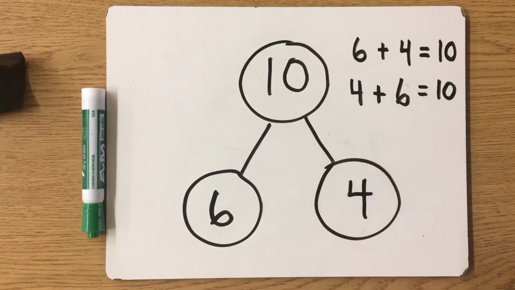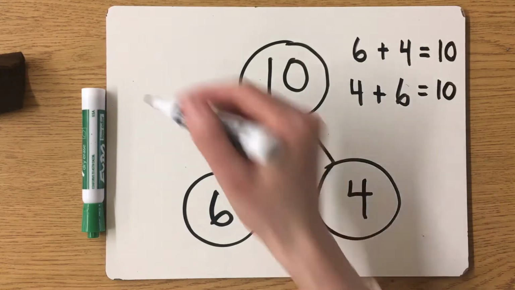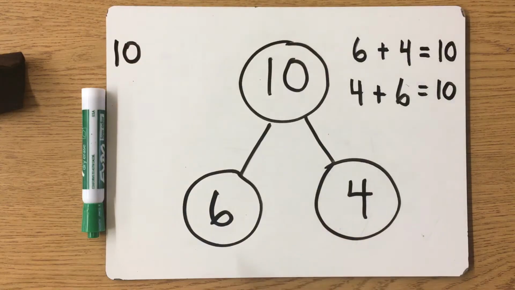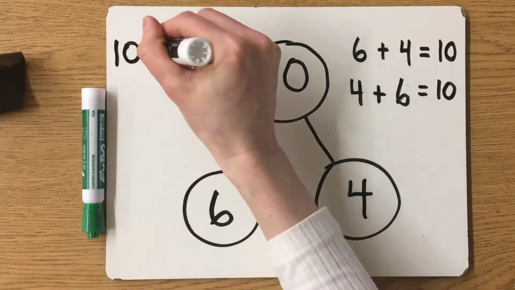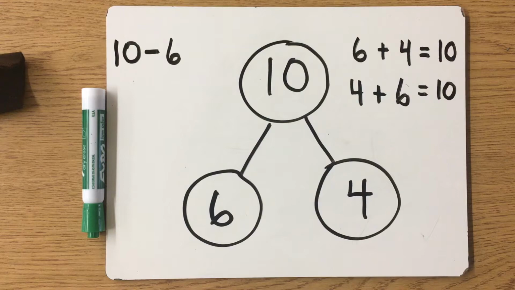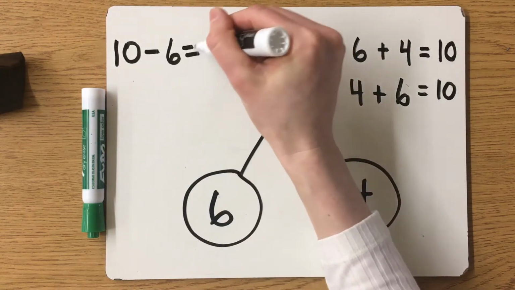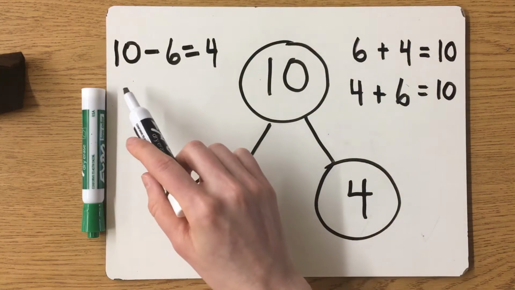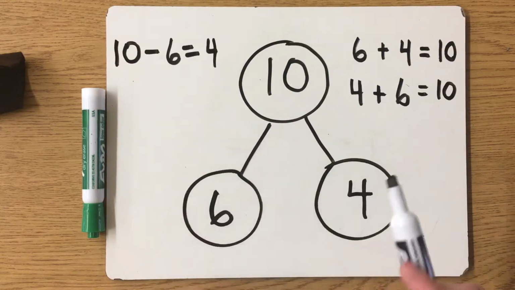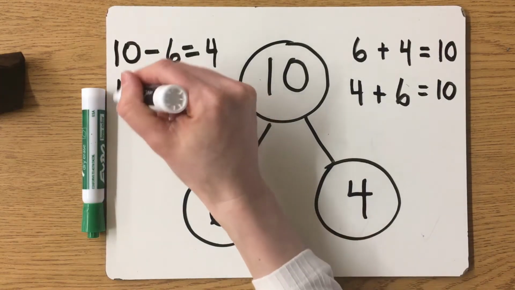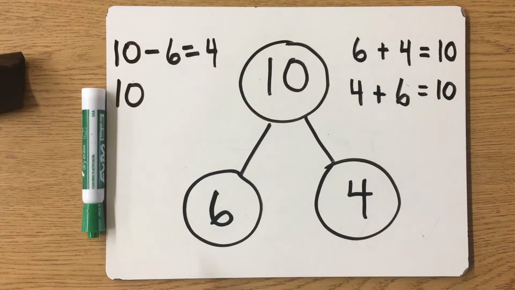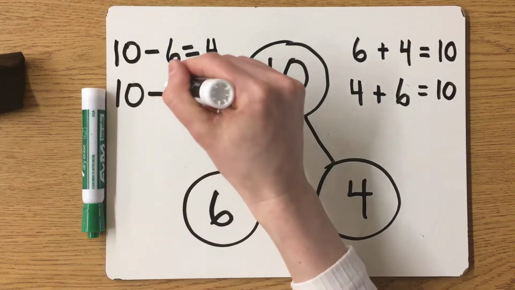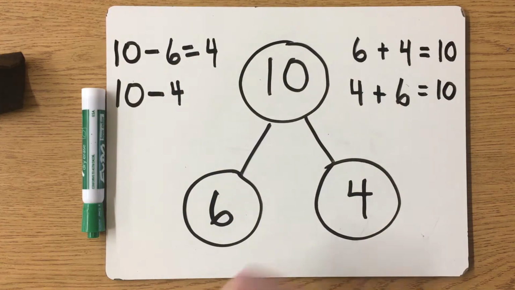Looking at this number bond, we can also write two subtraction equations. In subtraction, we start with the whole group. We take away one of the parts, and the answer will be the other part. Whole group, take away one of the parts, equals the other part. Let's do it again, but this time we'll take away the 4 instead of the 6. Whole group, take away one of the parts, equals the other part.